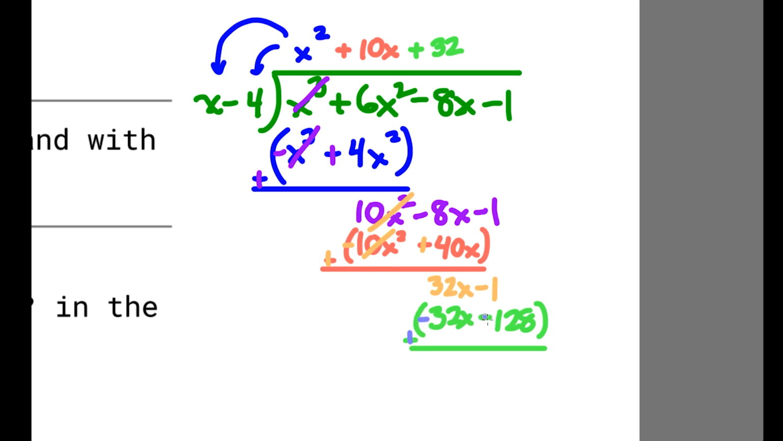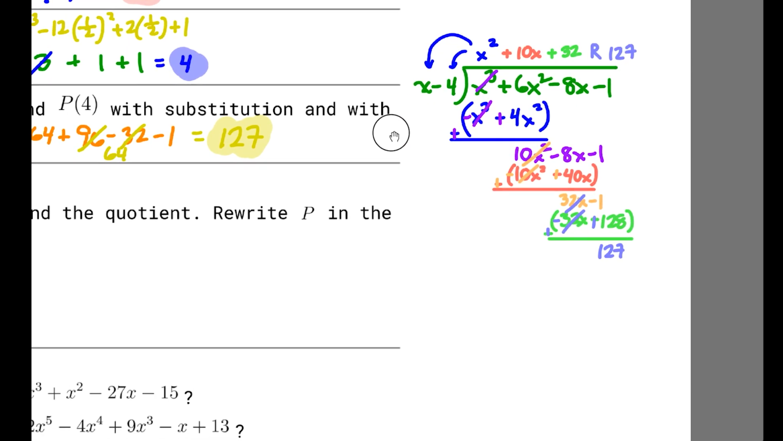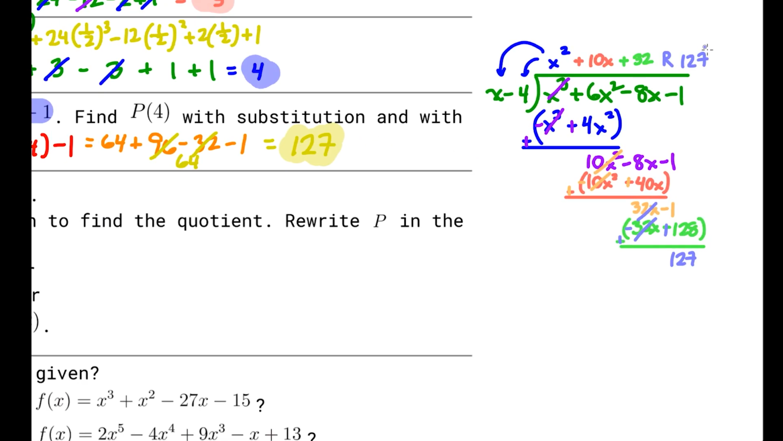And you're going to end up with cancel, cancel. And you're going to be left with 127 as the remainder. So this is remainder 127, which is what we're looking for. If you use remainder theorem, you can just plug the 4 in directly and get the 127, or you can do it with long division. I wanted you to do both ways on this problem, so that's why the problem is like that.